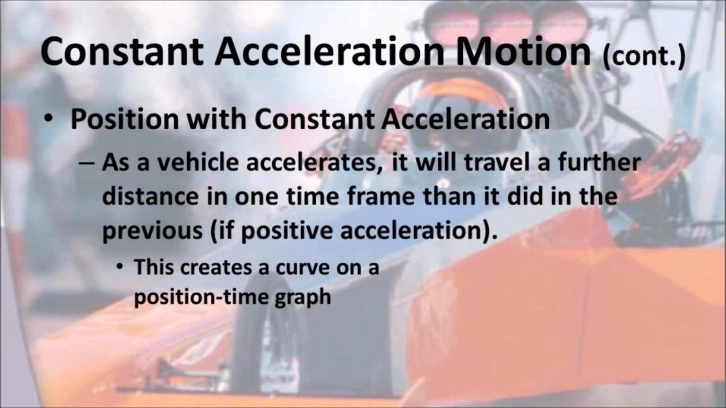So as a vehicle accelerates, it will travel a further distance in one time frame than it did in the previous time frame, if, of course, the acceleration is positive. What that's going to do to our position time graph is create a curve, kind of a parabola type of look, or a hyperbola type of look if we were to continue on in that acceleration.